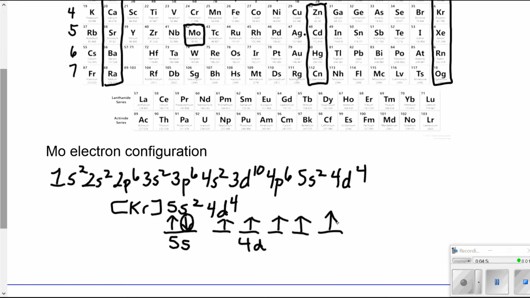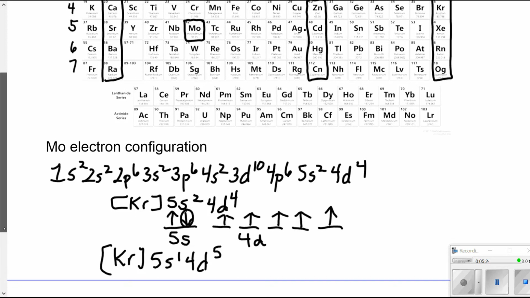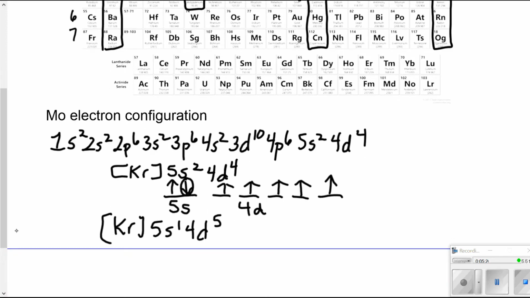And so we rewrite this electron configuration as 5s1, 4d5. Now this happens in a few places as we go along. It'll actually happen with copper and become like 4s1, 3d10. So we just have to look and see what happens with the energy. We just can't follow this algorithm. There's exceptions to think through.